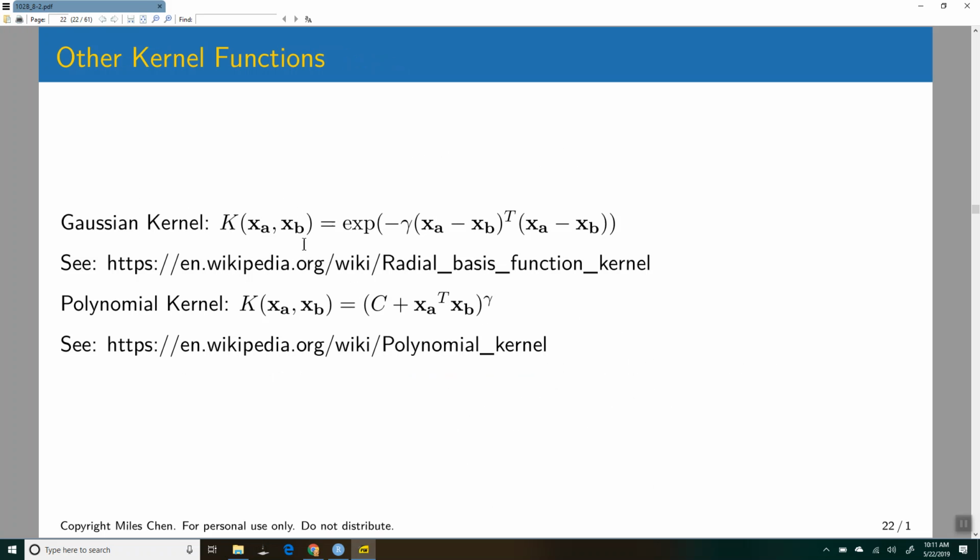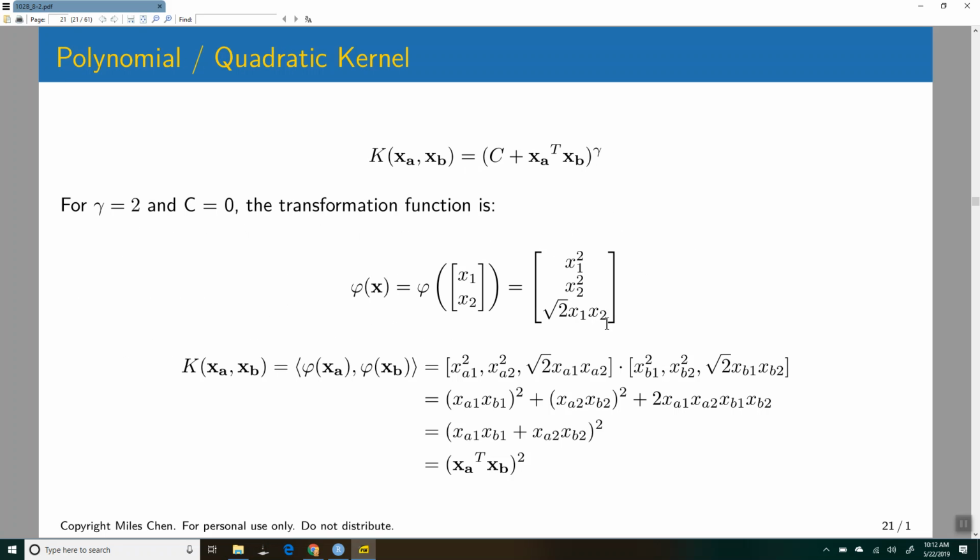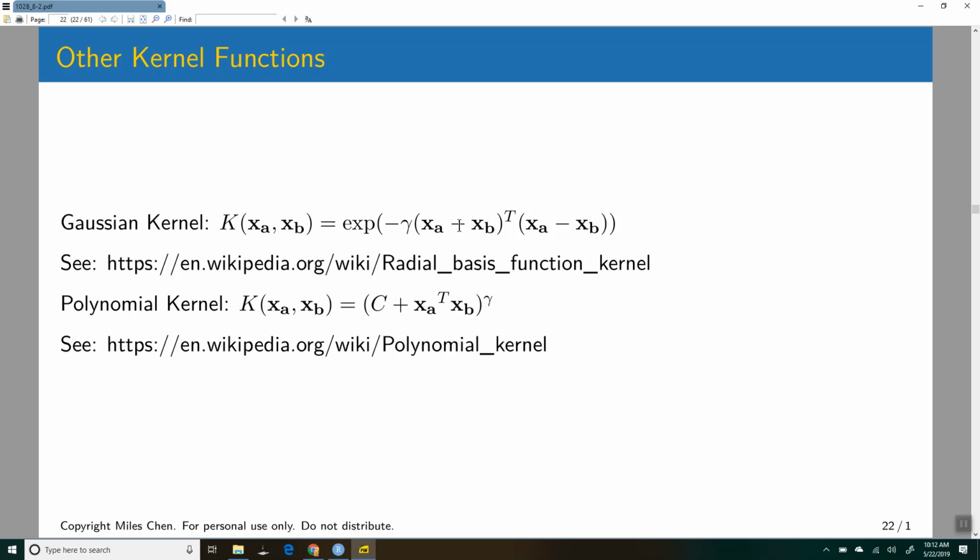Then there's the Gaussian kernel, also called the radial basis function kernel, which is also an inner product, but you put it into an exponentiation function. You raise e to this inner product. For this one, the transformation function actually exists in infinite dimensions. That's a weird thing to think about, because this earlier one we can picture: it's in 3 dimensions, transforming from 2D to 3D. This one transforms from 2D into infinite dimensions.